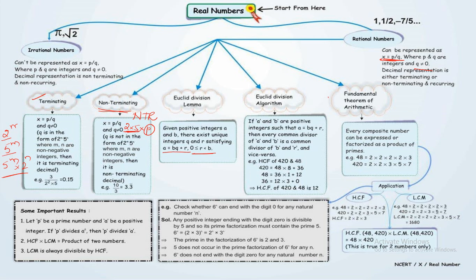Next we have the fundamental theorem of arithmetic. What does the fundamental theorem of arithmetic state? Any composite number can be expressed as a product of powers of primes irrespective of their order, right? Using this theorem, we can find the HCF and LCM of the numbers.